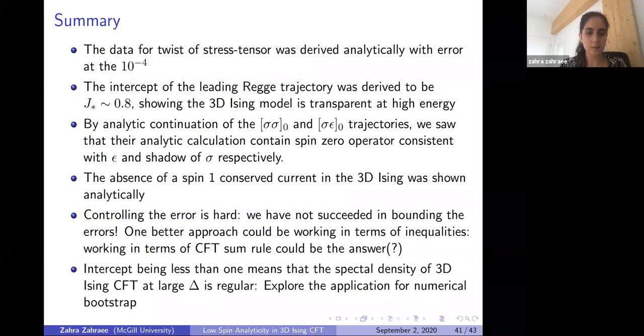Lastly, as an outlook, the intercept being less than 1 means that the spectral density of the 3D Ising CFT is regular at large dimension. One can explore the application of this for the numerical bootstrap and see if it could be of any use. So that's it. Thank you.